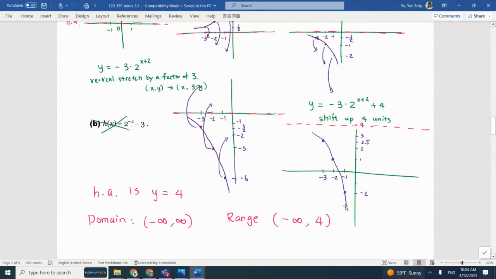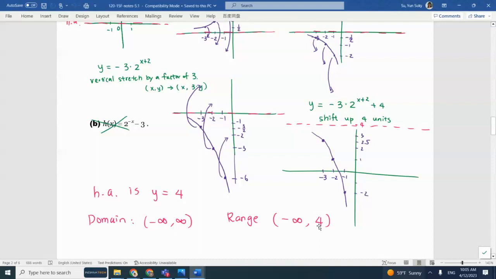You can see the domain is from minus infinity to positive infinity, because this line goes down and to the left, and keeps going. That's why the domain is minus infinity to infinity. Range is from minus infinity to 4. We're approaching the horizontal asymptote 4 but never touch it, therefore it's 4 with a parenthesis because we don't include the endpoint.